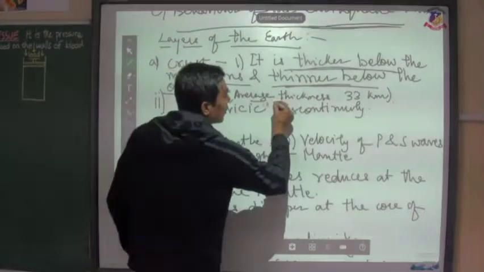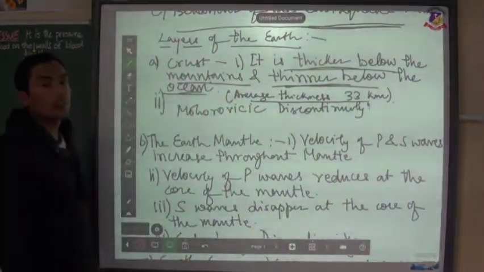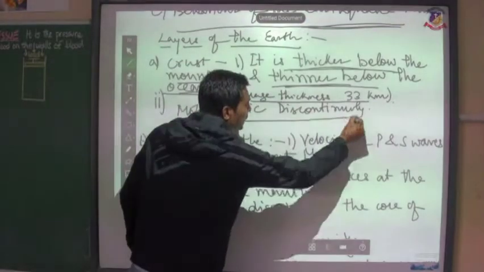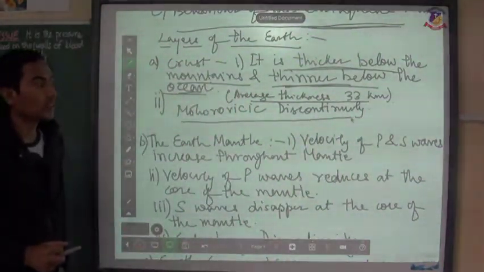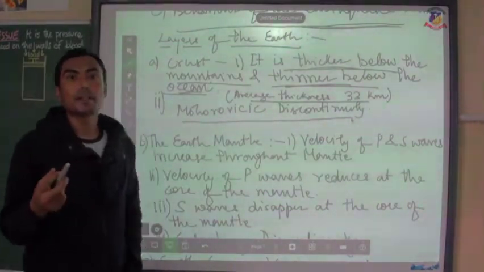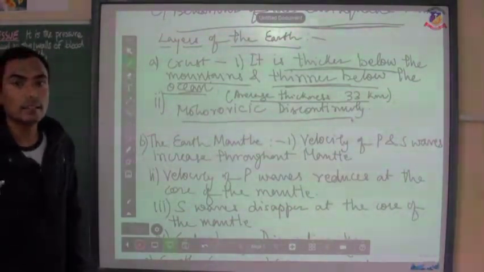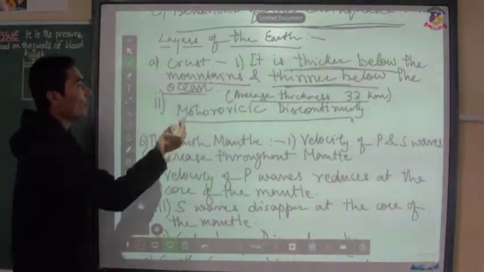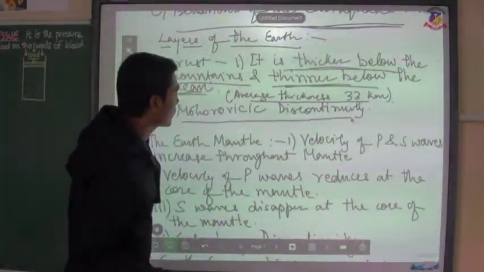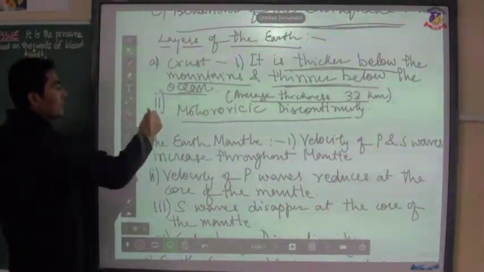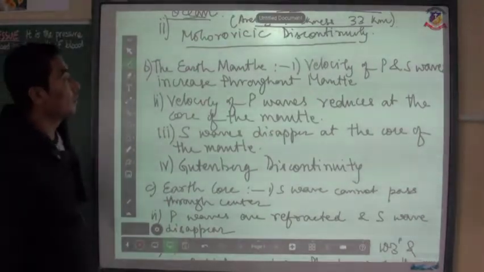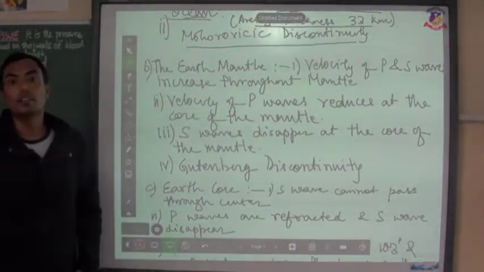The average thickness of the earth crust is 33 kilometers, and there is one layer called the Mohorovicic discontinuity. This layer separates the earth crust and the mantle. Next is the earth mantle. Clear? The earth mantle is the second layer of the earth.